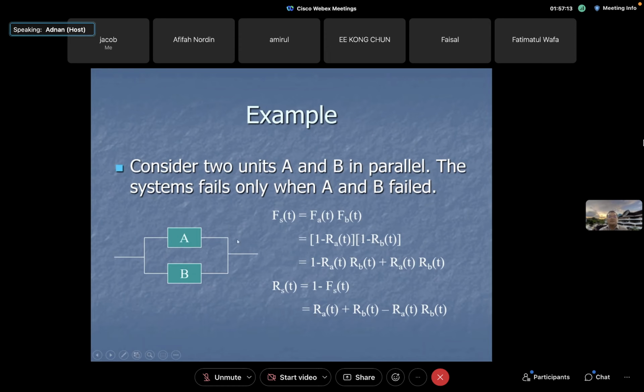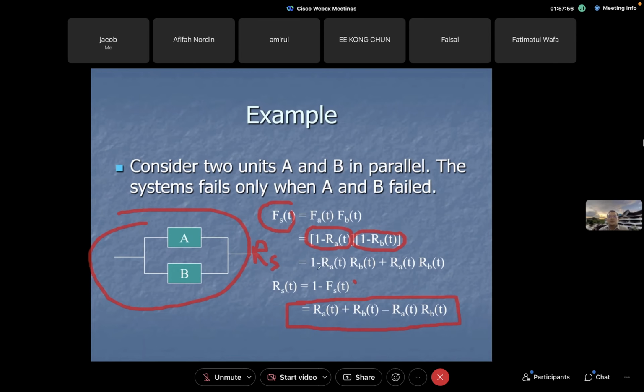For the reliability of a backup system with 2 components, we show it in terms of failure. The failure of system T is equal to the failure of A and B. Remember that a failure comes from 1 minus the reliability. So the reliability of this parallel system is 1 minus the failure of the system. This is the reliability of the system, and it comes from this.